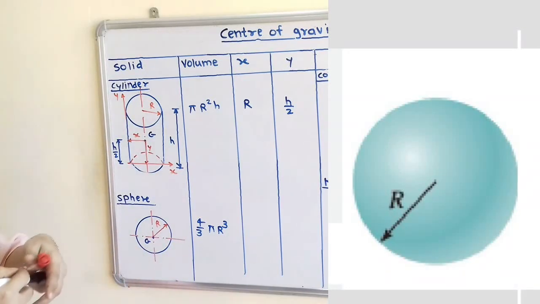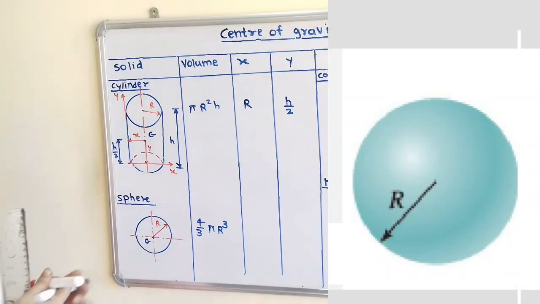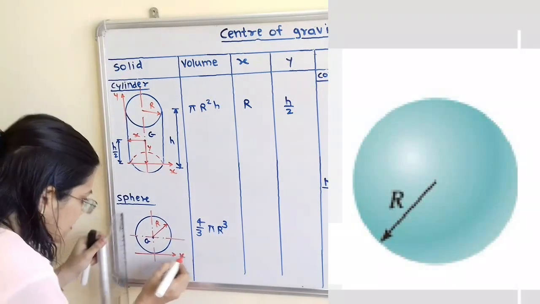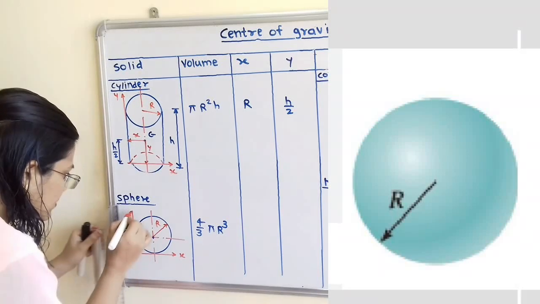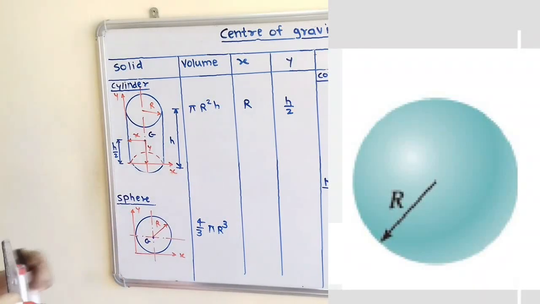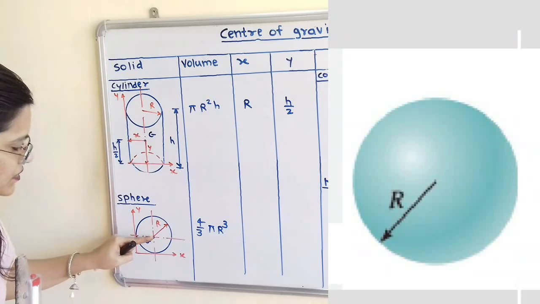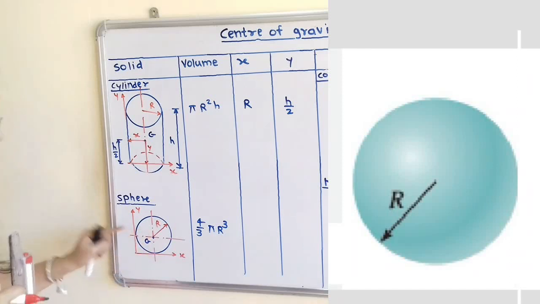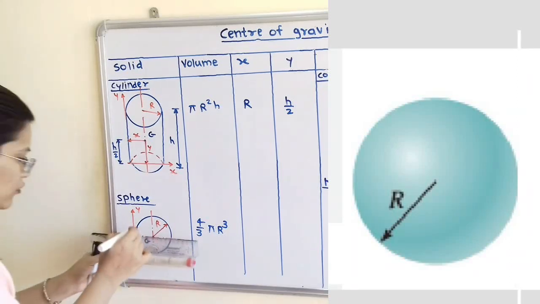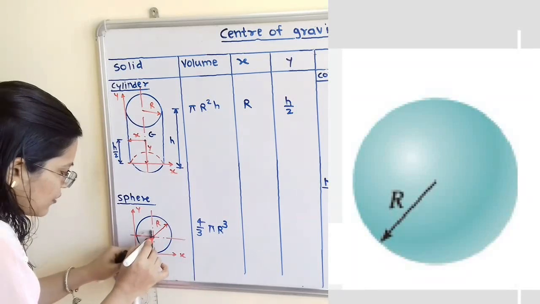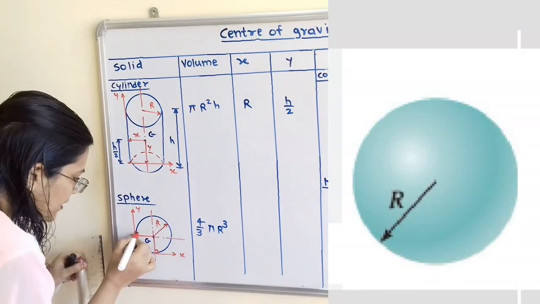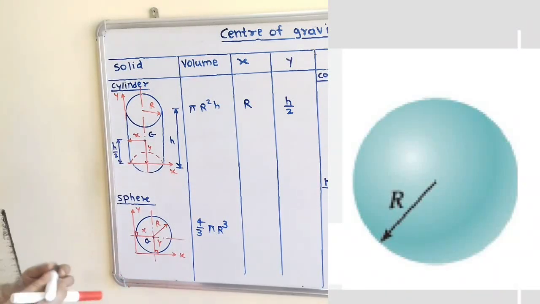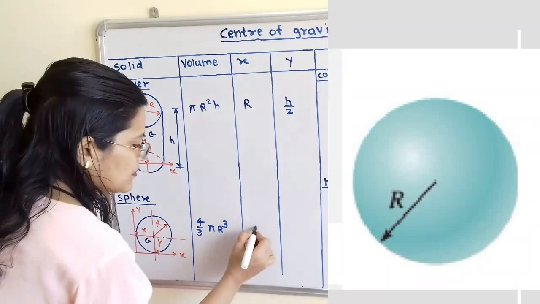Now if I draw horizontal line and vertical line, that is the axis, this horizontal line is known as horizontal axis x and this vertical line is known as axis y. Then we know that the distance of this G from any point on the sphere is equal to r. So we can say that if I draw two perpendicular lines on x-axis and y-axis, then value of x and value of y is equal to r. So we have to mention this.